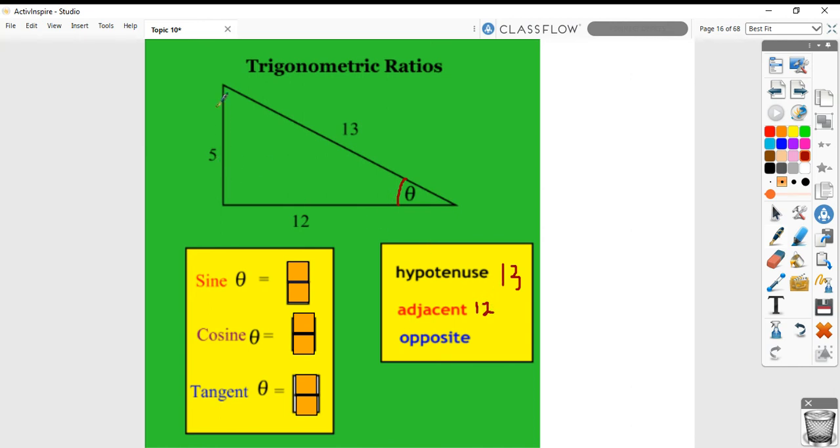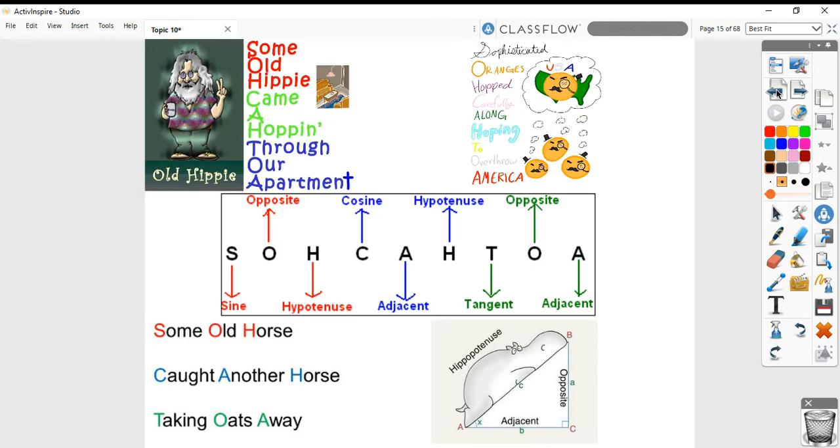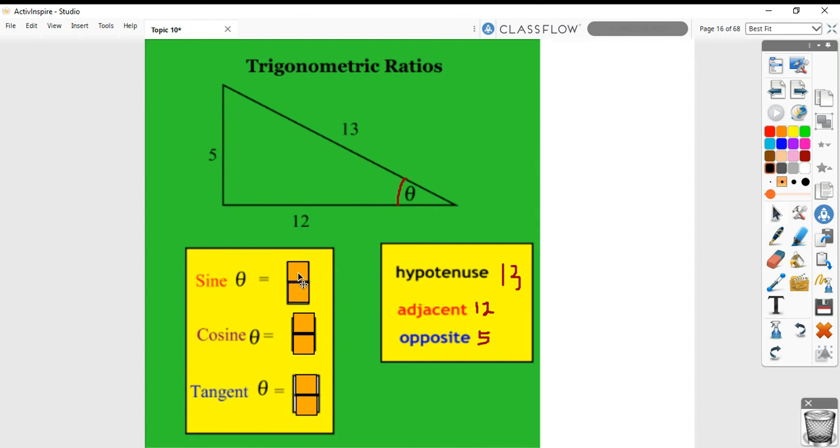And the opposite side, the one that's not touching the angle, is 5. Okay, so if we're dealing with the sine of theta, well, sine goes with opposite over hypotenuse, some old hippie. Opposite is 5, hypotenuse is 13, so sine of theta is 5 over 13.